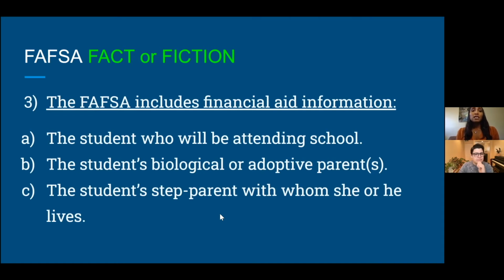All right, the FAFSA includes financial aid information about the student who will be attending the school. So this is information that is found on the FAFSA. So the student that will be attending the school. It will also include the student's biological or adoptive parents and the student's stepparent with whom he or she lives. Will this information be included on your application?